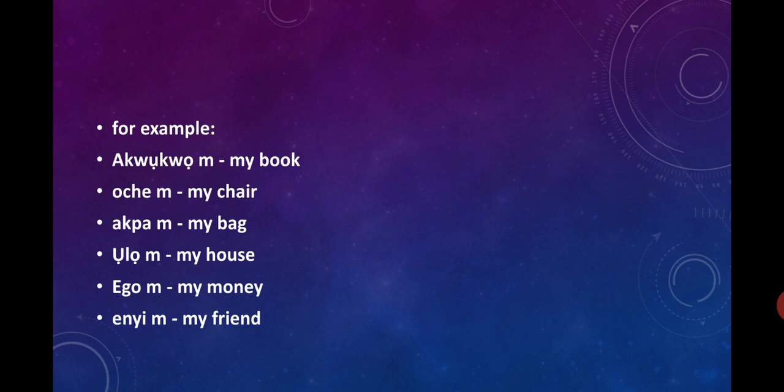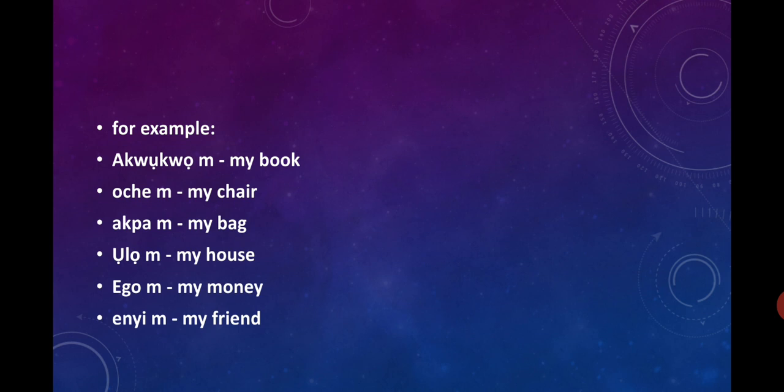Oche m, my chair. Akpa m, my bag. Ụlọ m, my house. Ego m, my money. Enyi m, my friend. So this is the first example on how to express possession or ownership.